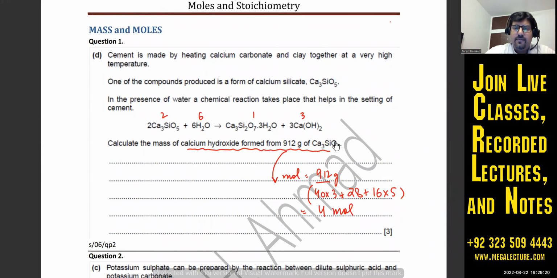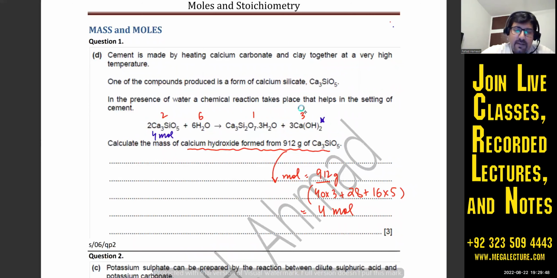So we have 4 moles of Ca3SiO5, right? Based on this, you can figure out the moles of all the other substances, using the ratio. He's asking for the mass of calcium hydroxide, so I need to find the moles of this thing. It's going to be 4 divided by 2 times 3.